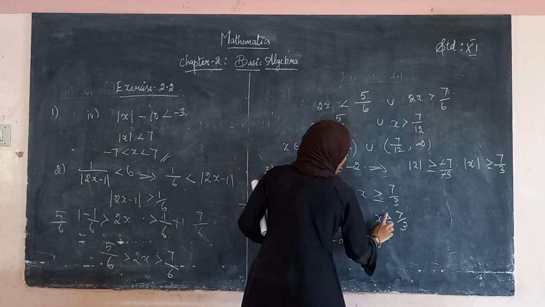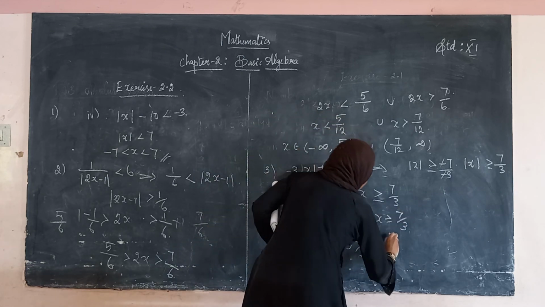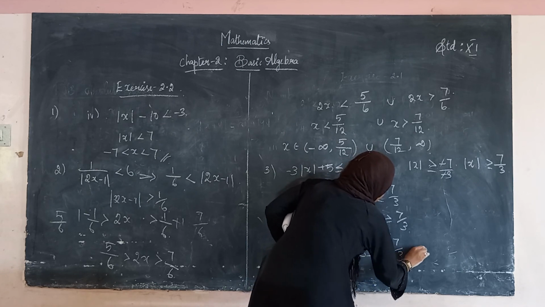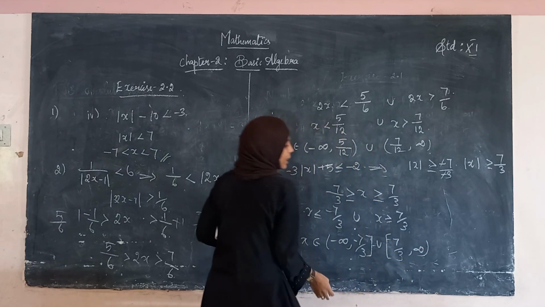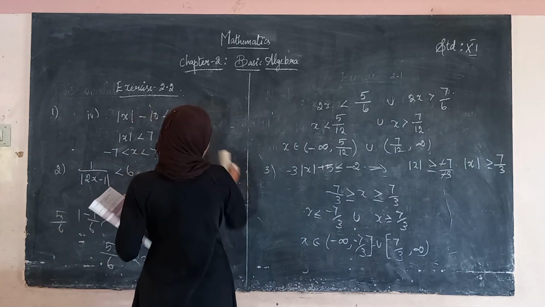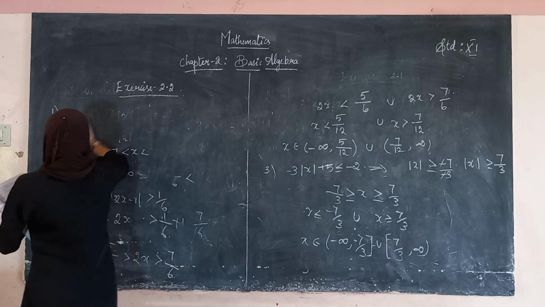Union, here it is greater than or equal to 7 divided by 3. Therefore, closed open interval of 7 by 3 comma infinity. Why are we using the open interval here? Because for infinity we will be using the open interval. Now, this is the answer for the third question. Now, the fourth question.